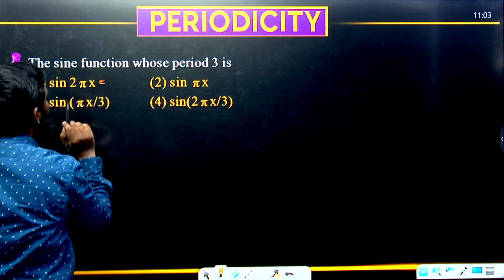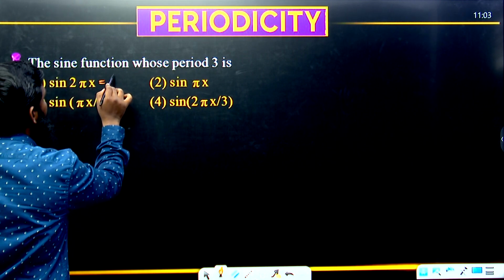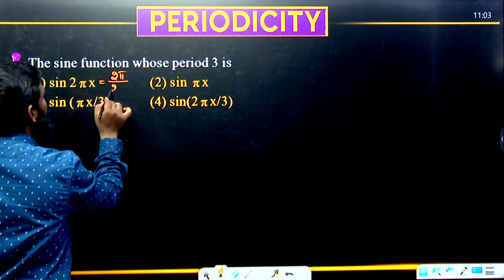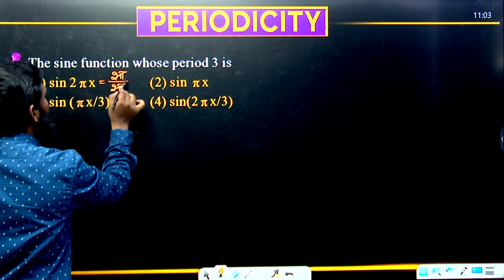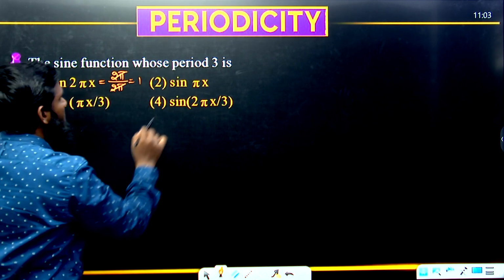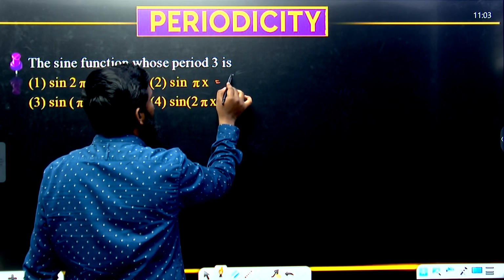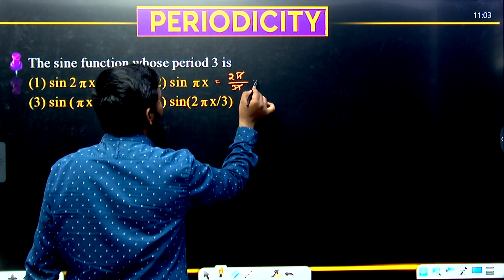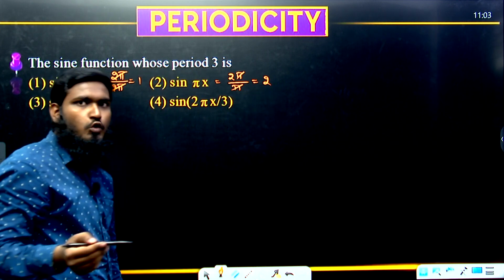The T value is 2 pi divided by a value, which is again 2 pi. The 2 pi gets cancelled, it is equal to 1. For the first option we are getting the answer as 1. Now similarly this part. Again the T value is 2 pi divided by pi, pi gets cancelled, and the answer is 2.